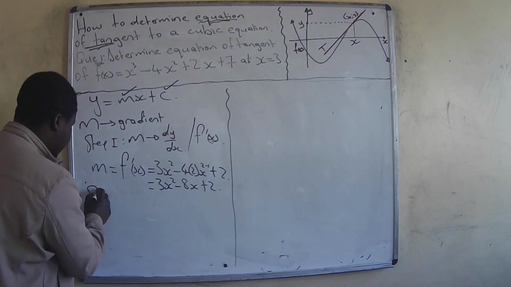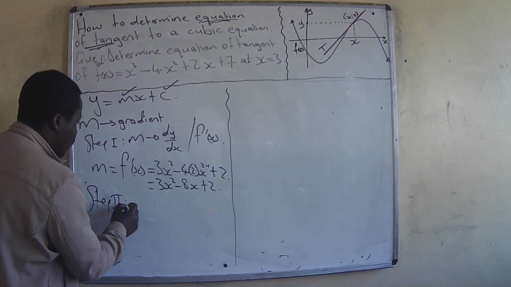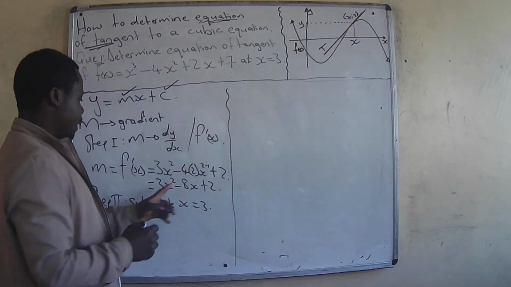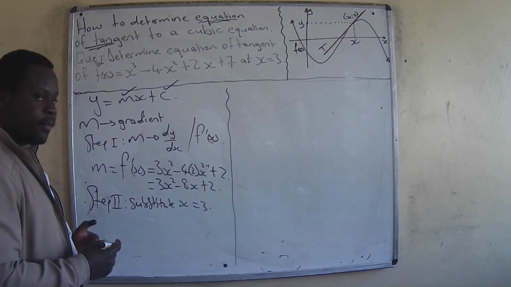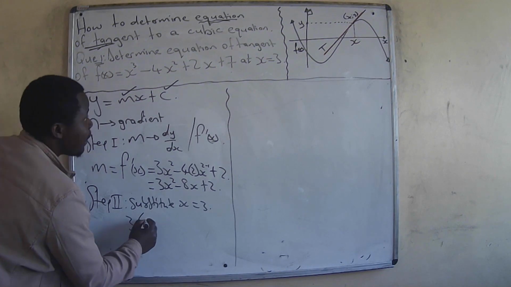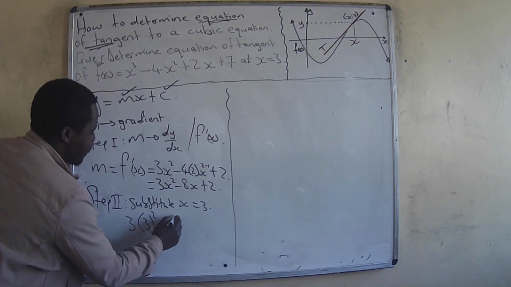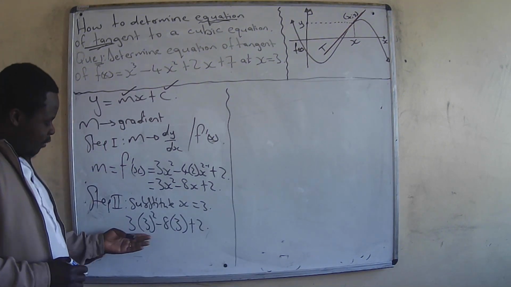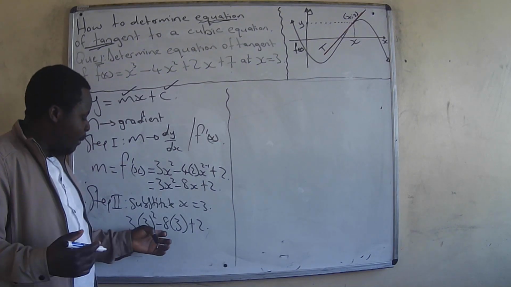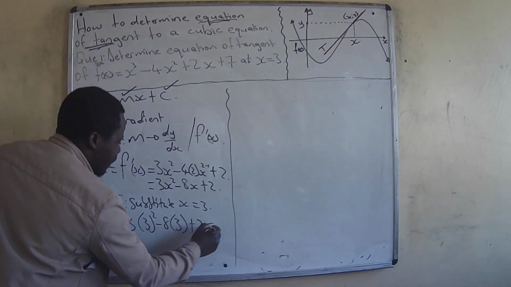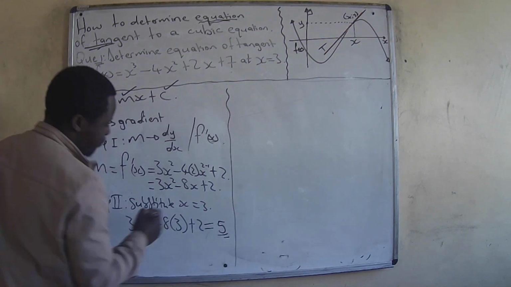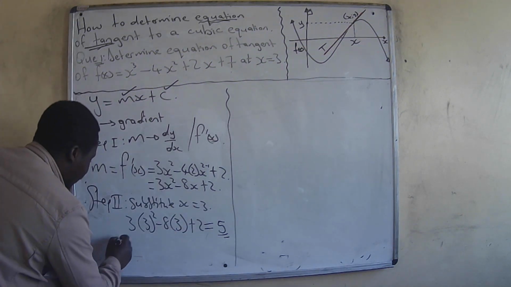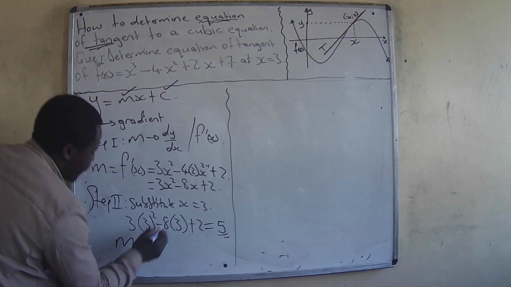So step number 2 is to substitute x equals 3 into our derivative. So we have 3 brackets 3 squared minus 8 bracket 3 plus 2. When you substitute this, we have 3 times 9, which is 27, minus 8 times 3, 24, plus 2. Our answer is 5. So that means we now have a numerical value of m. Our m, which is our gradient, is equal to 5.